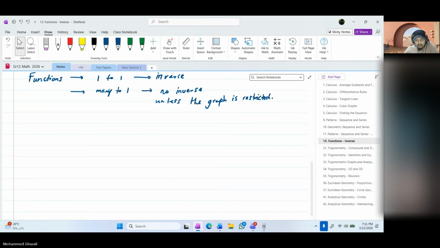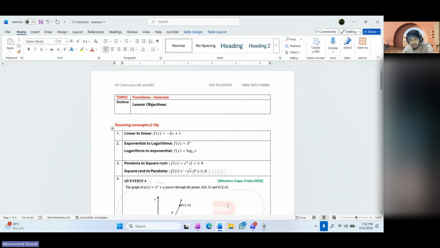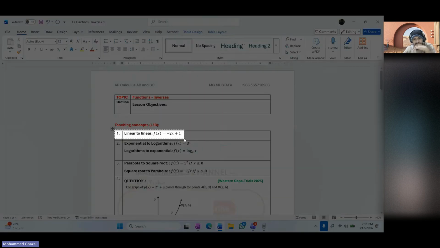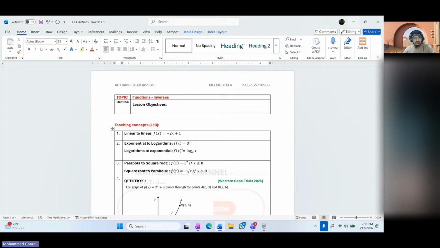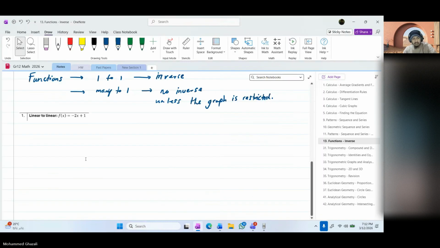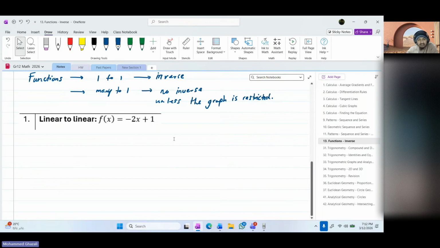Now let's solve some problems. Let's see what the inverse of a linear function will be. If I invert the linear function, what will I get? How do I find an inverse of this? Very simple. You say f is the function, and you rewrite it as y equals minus 2x plus 1. You're trying to find the inverse, so you need to reflect it about the line y equals x.